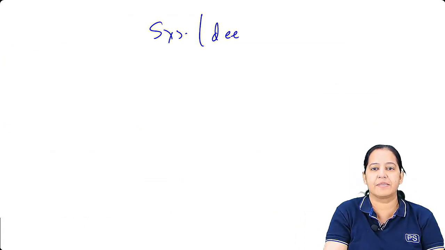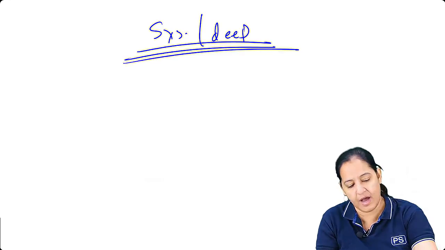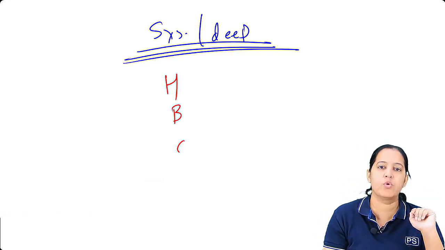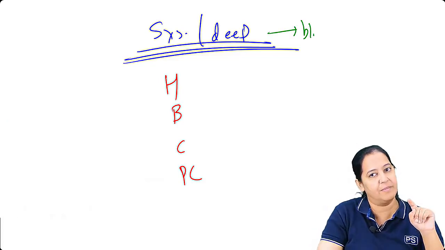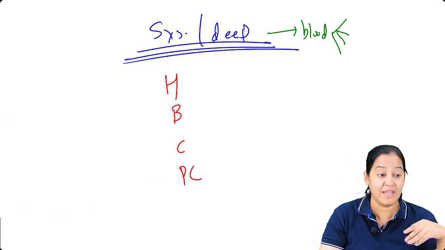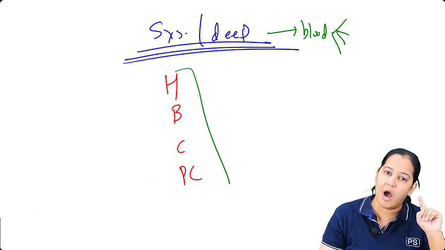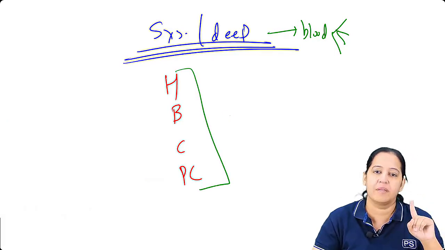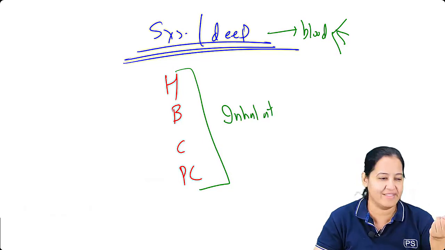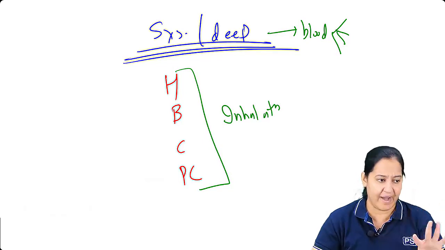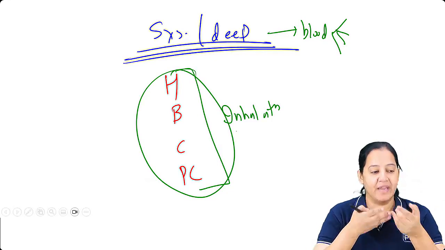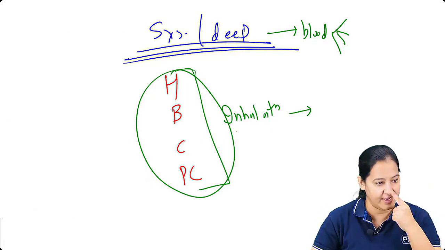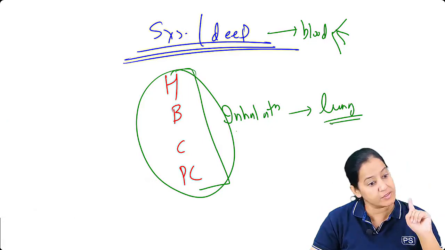Now let me tell you, in the systemic or deep mycosis, I'm going to teach you four fungus: histo, blasto, coccidio and paracoccidio. They are all deep, meaning they will come in the blood, and from the blood they will involve multiple organs. That is the meaning of systemic or deep. How do they all enter the human body? The route is common. They all enter via the inhalation route. You can write this point somewhere; I have not written this in the PPT. These all four enter via inhalation. They first involve the first organ, lung. So via inhalation, they all go to the lung. So the first organ involved is always lung in all four.